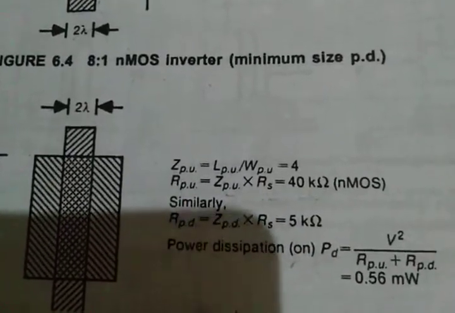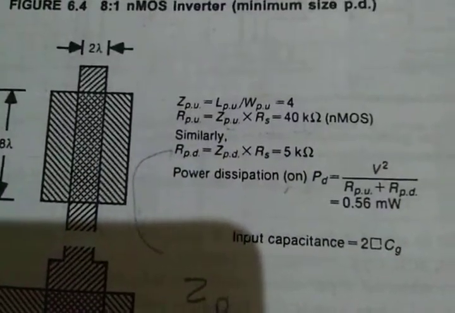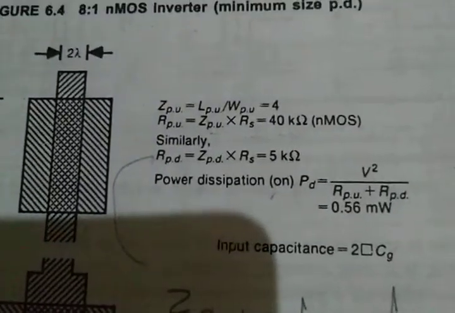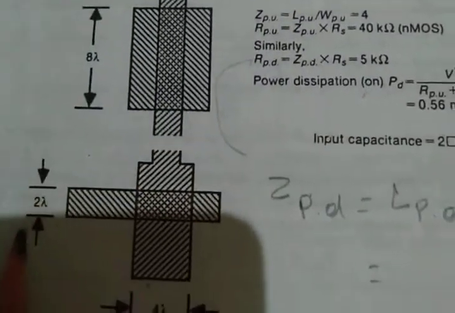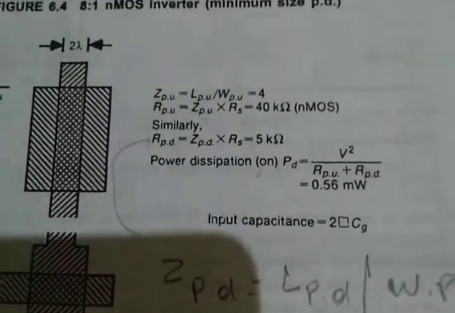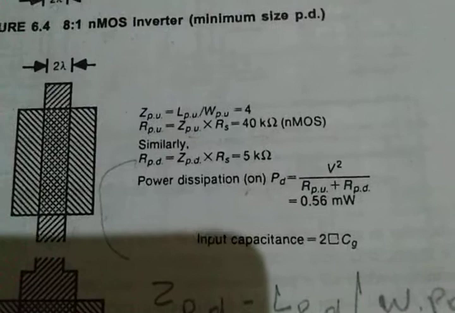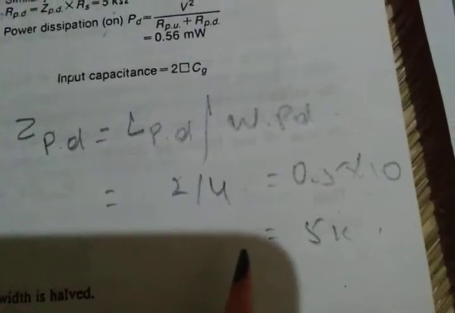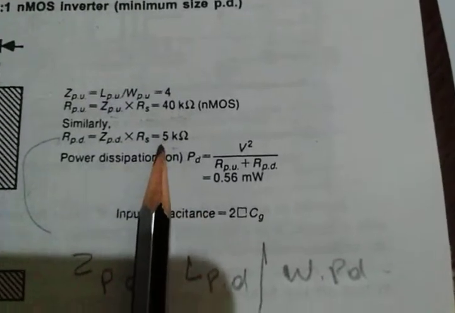Similarly, you have to do it for the Z of the pull down. ZPD is equal to LPD divided by width of PD. So the length is 2 by 4, 2 by 4 means we will get 0.5. So 0.5 into 10 means you will get 5K. So this 5K you will get here.